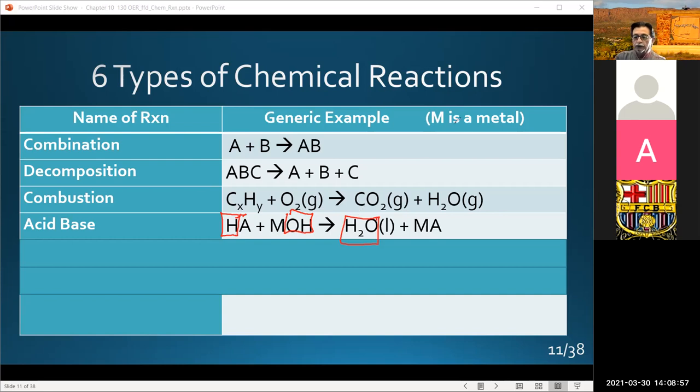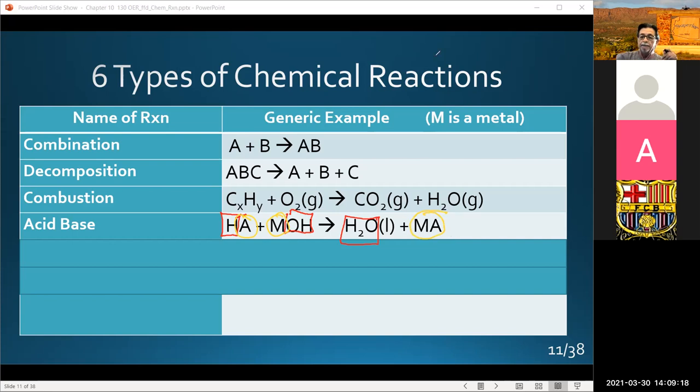And then the corresponding salt, which depends on what anion you use, this could be chloride, it could be any anion, and then whatever metal is used, you form the corresponding salt. That's your fourth type of reaction.